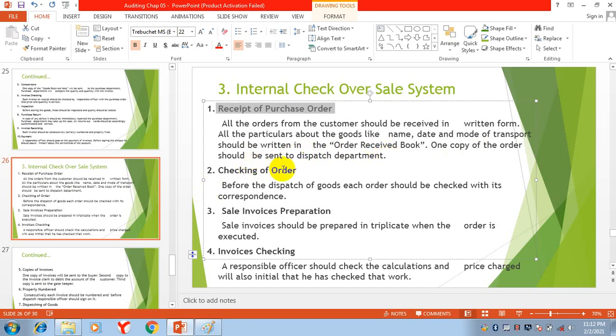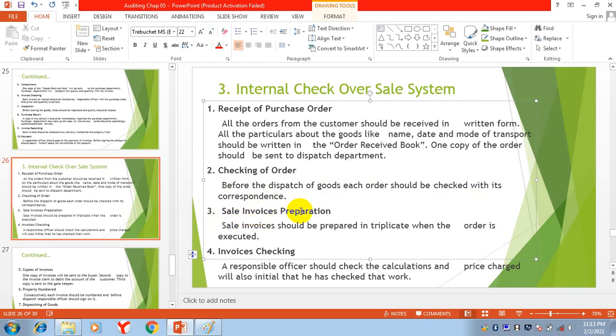Checking of order. Before the dispatch of goods, each order should be checked with its correspondence. Keep in mind, when you sell the goods, who will send these goods? The dispatch department. So before the dispatch of goods, before sending the goods to the purchaser, each order should be checked with its correspondence. We will check each order properly and then we will dispatch it.